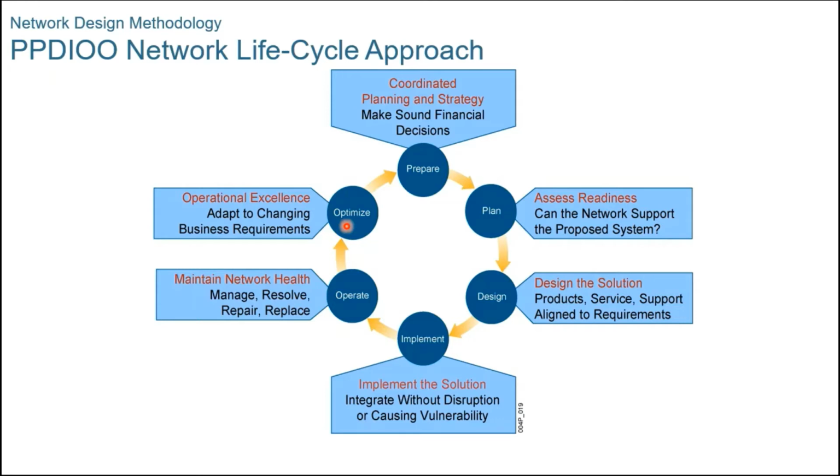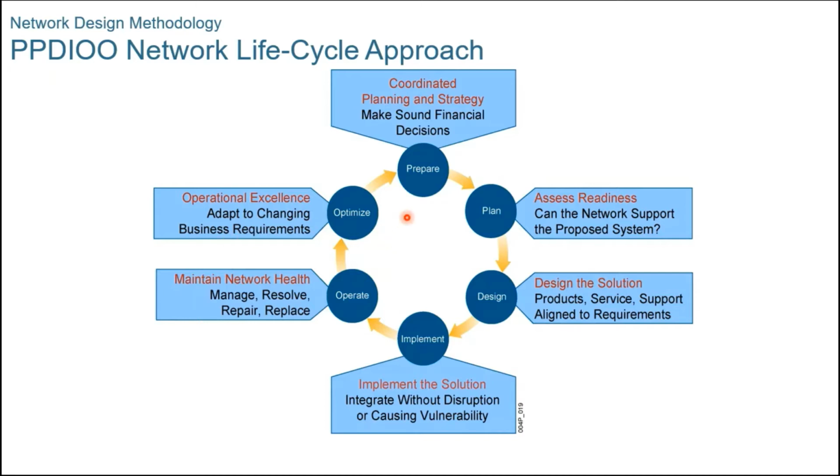The last one would be the optimize phase. So operational excellence, adapt to changing business requirements. So the optimize phase is based on proactive network management, the goal of which is to identify and resolve issues before real problems arise and the organization is affected. So reactive fault detection and correction, troubleshooting, are necessary when proactive management cannot predict and mitigate the failures.